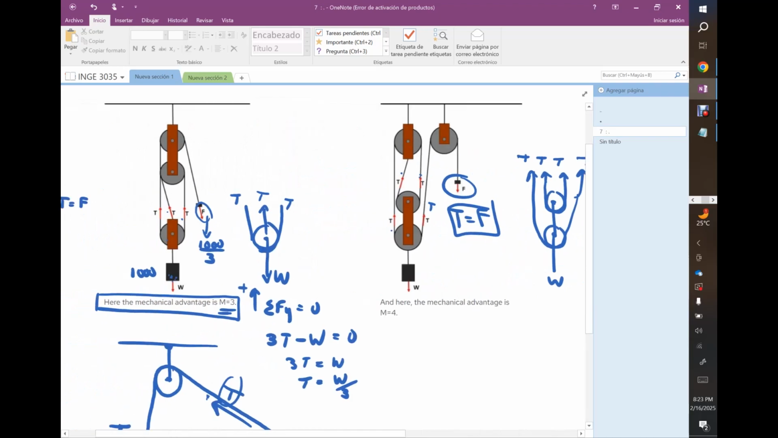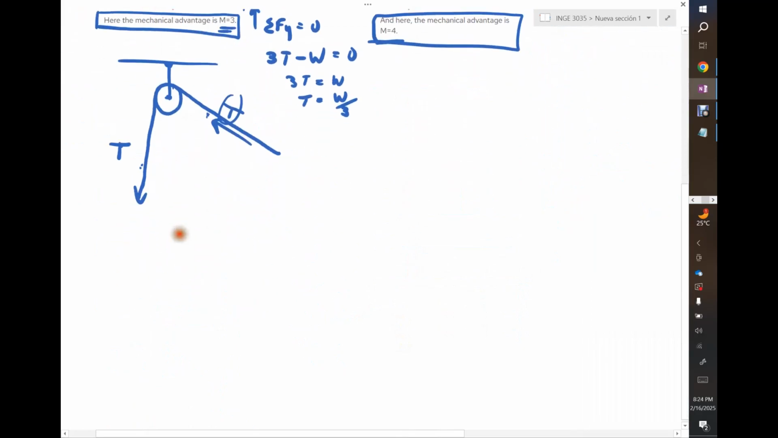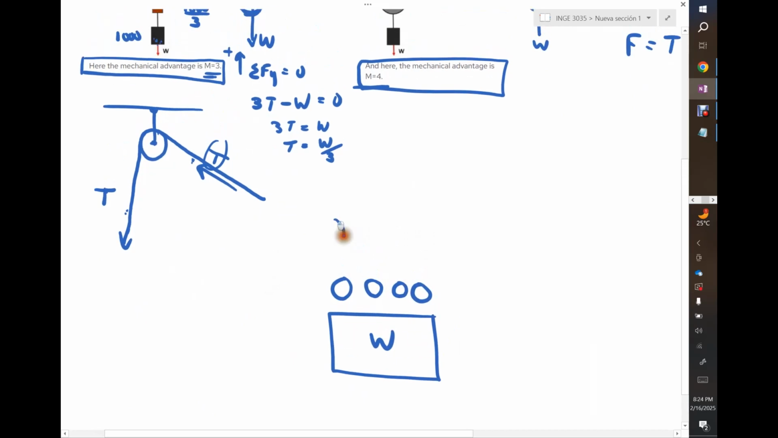And basically from here to here we have an advantage now of 4, as shown here. And you can mess with these pulleys and do many things. For example, another kind of setup would be something like this. I have a box like here with a weight W, and I can put, let's say, 1, 2, 3, 4, and I can put 1, 2, 3, 4, and I can tie all this here.